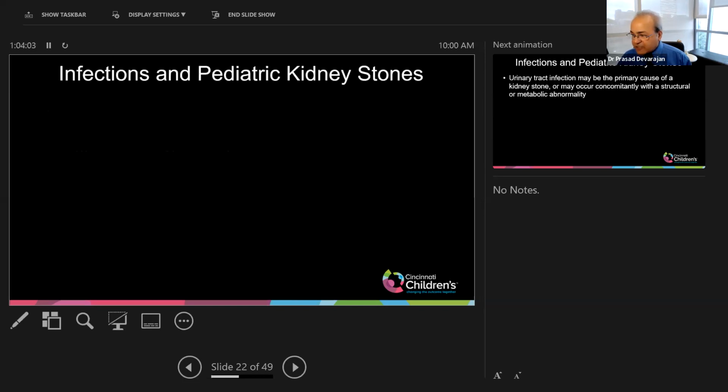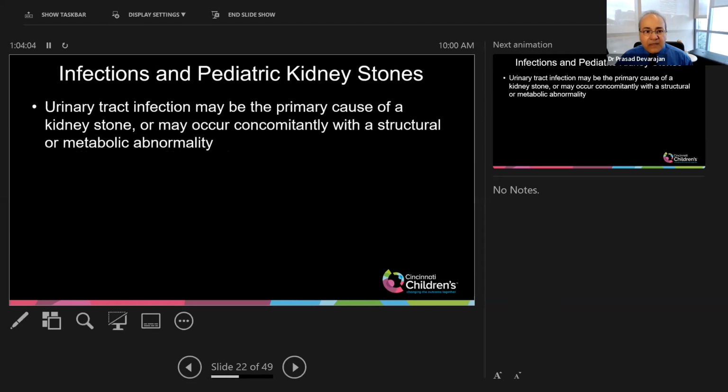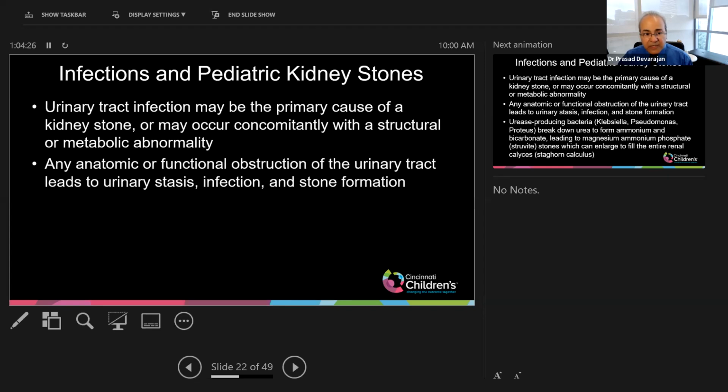And finally, infections. Urinary tract infection may be the primary cause of a kidney stone, or may occur along with a structural abnormality or along with a metabolic abnormality. But like I said before, just recurrent UTIs is now becoming apparent as an important cause of recurrent crystals and kidney stones. Now, of course, any anatomic or any functional obstruction of the urinary tract will lead to stasis, infection, and stone formation.